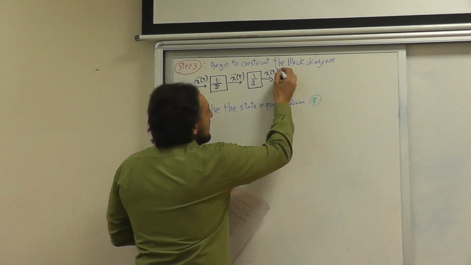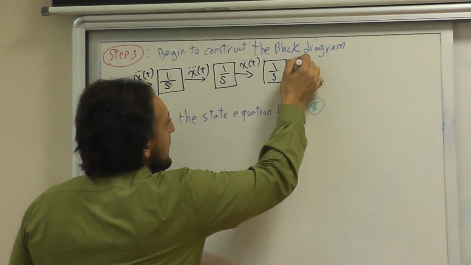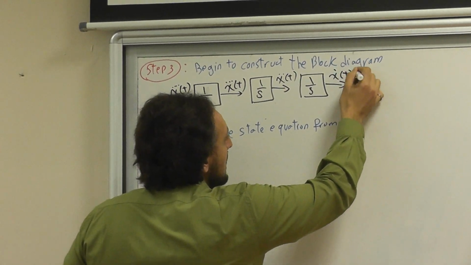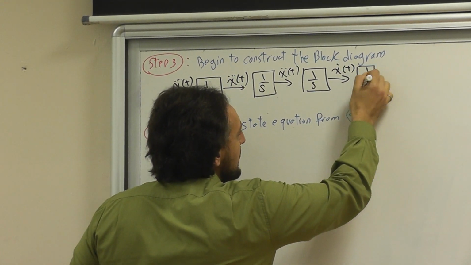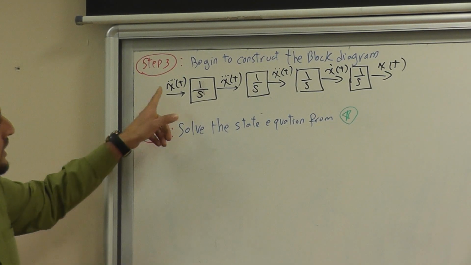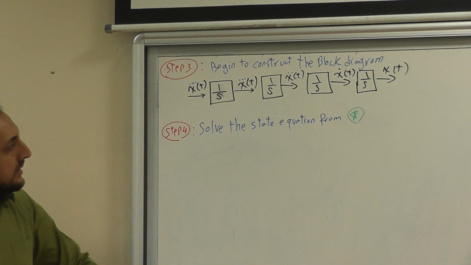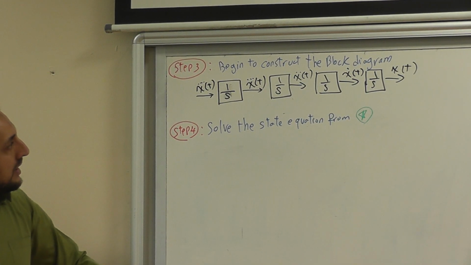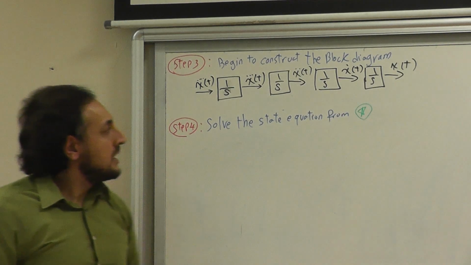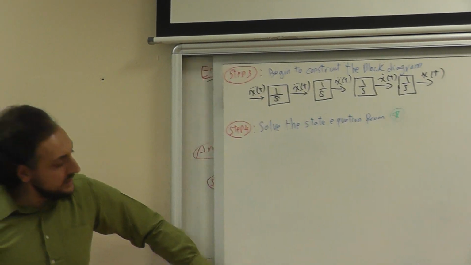So here, 1 over s, I will have x dot t, and finally 1 over s, I will have xt. Look, number 4, I go up to 1. Okay. So actually, I need 0. So now solve the state equation from equation start.